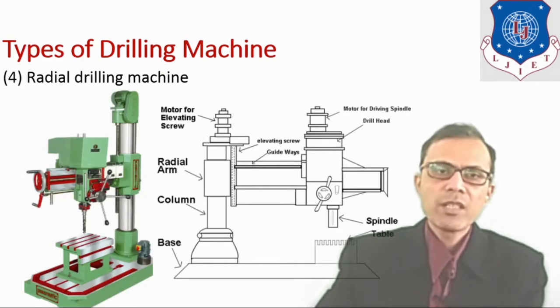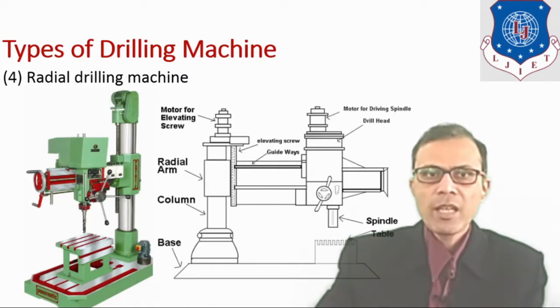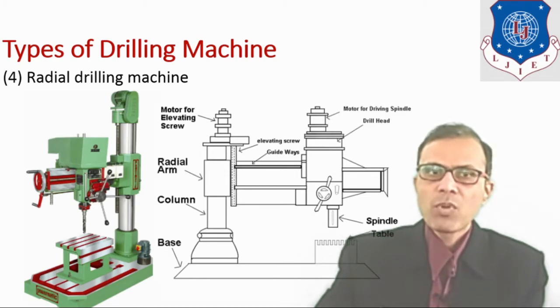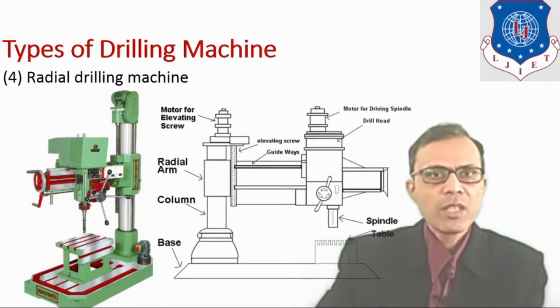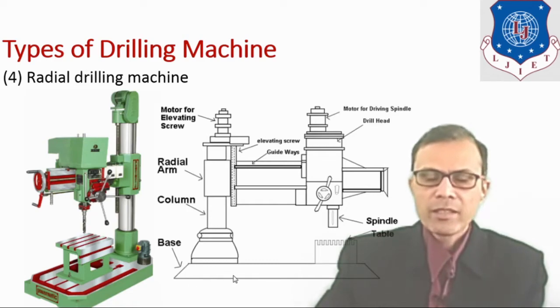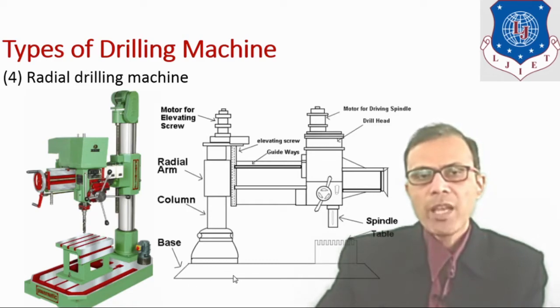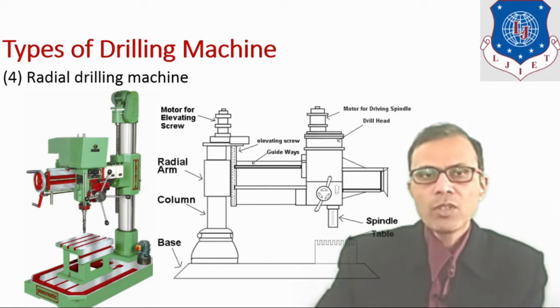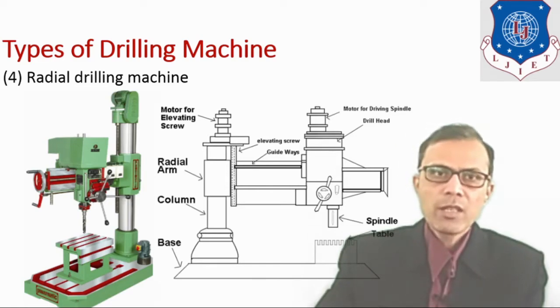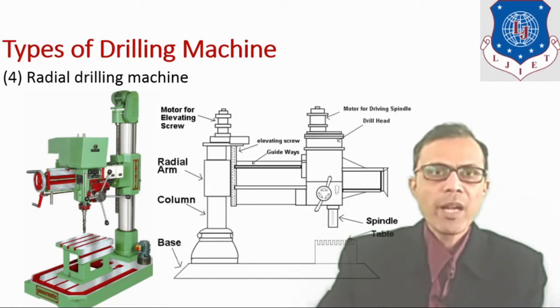Next type of drilling machine is the radial drilling machine. It is a heavy duty machine which can be used for medium size to large size workpieces. It consists of the base, pillar, radial arm, drill head, elevating screw, and electrical motor. This is the base which forms the foundation of the machine, and it supports all the other parts of the machine, and all the cutting forces are transmitted to the foundation by this base. Generally, it is made from cast iron because cast iron has high compressive strength and good castability.